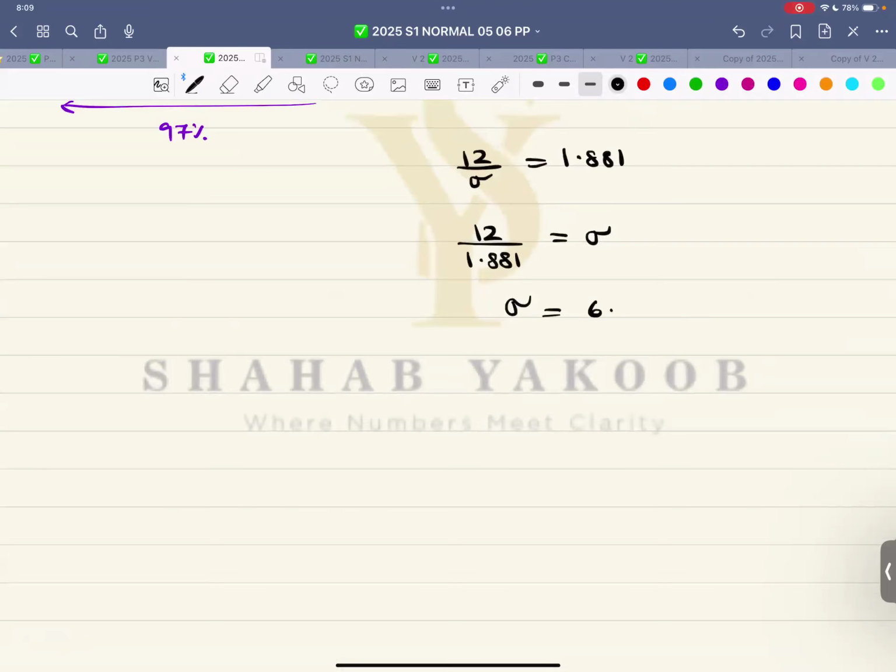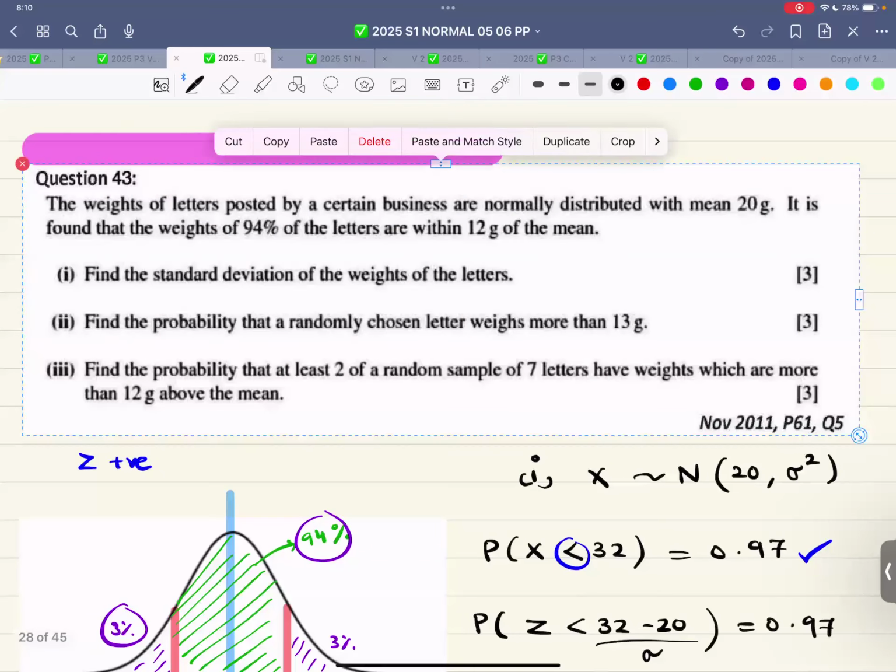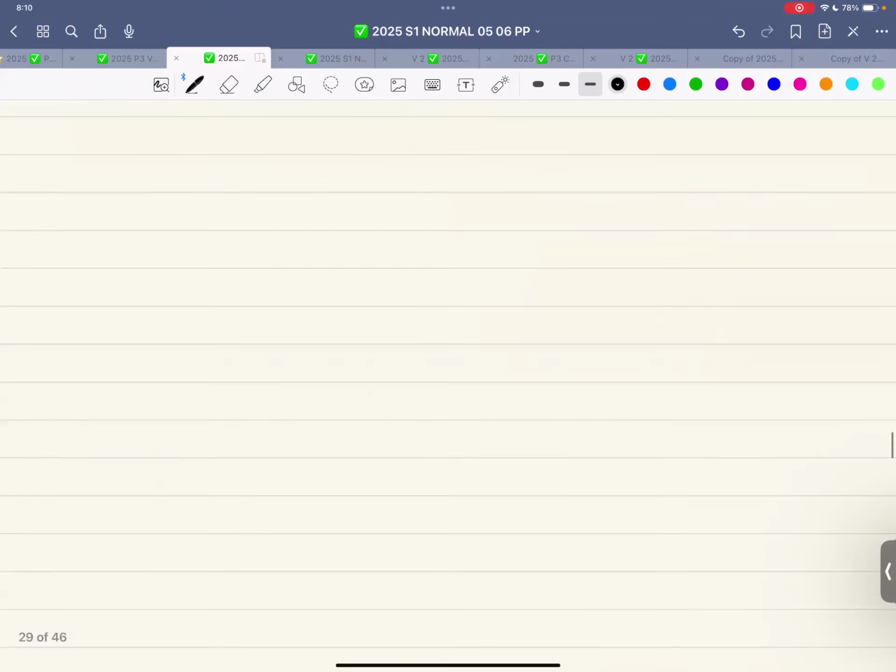So sigma is coming out to be 6.38, correct to 3 significant figures. That's a rounded off value. And let me also write the unrounded value. So therefore, 12 divided by 1.881, this is coming out to be 6.379. So therefore, sigma is coming out to be 6.3795. So 3795, I can write it like this, and then it becomes 6.38. All good, all clear. Let me copy this thing, take it on the next page.